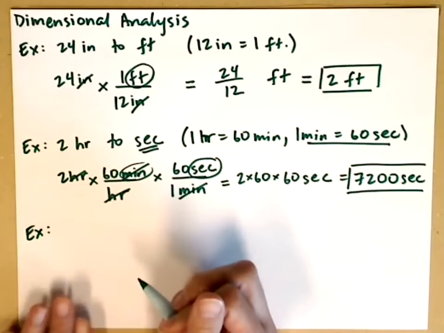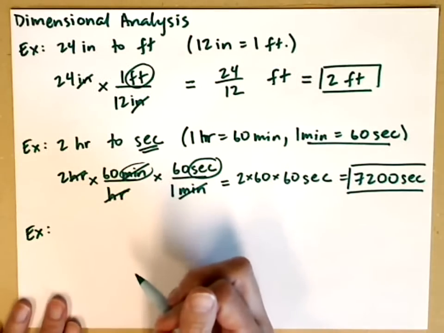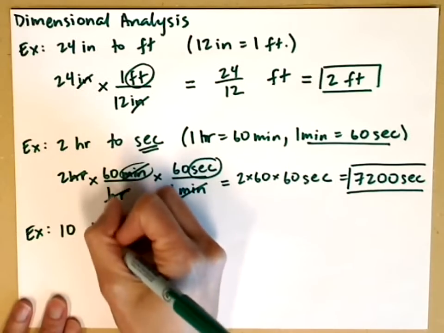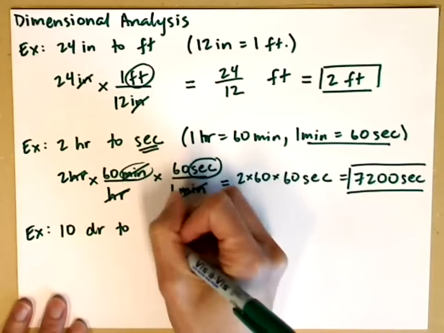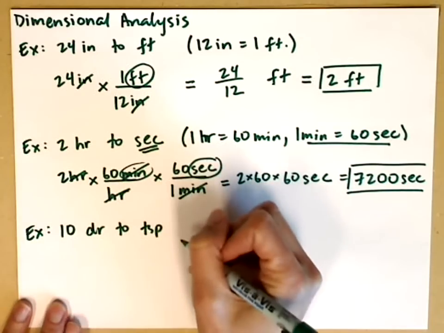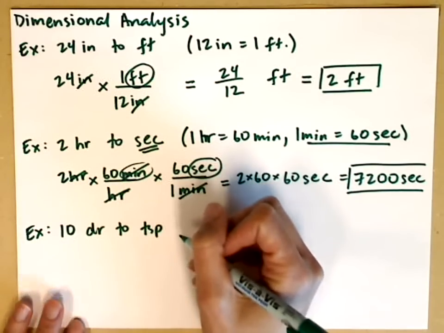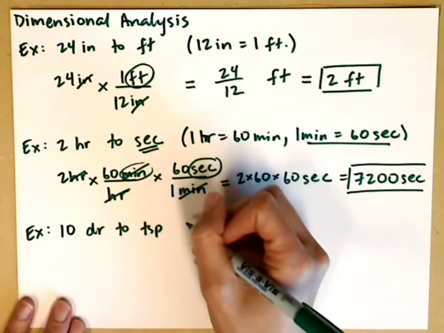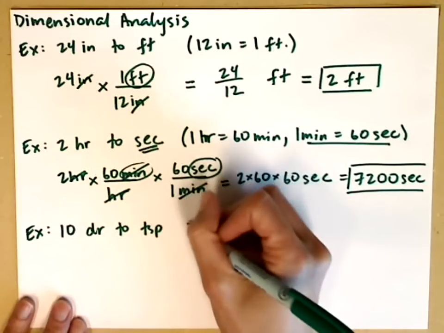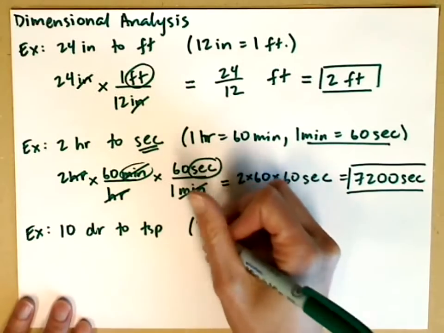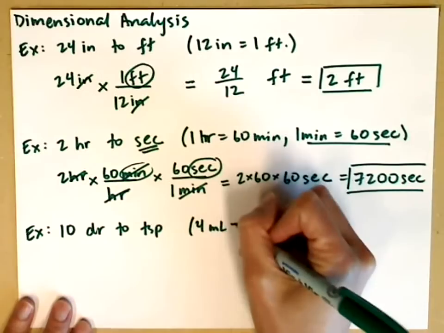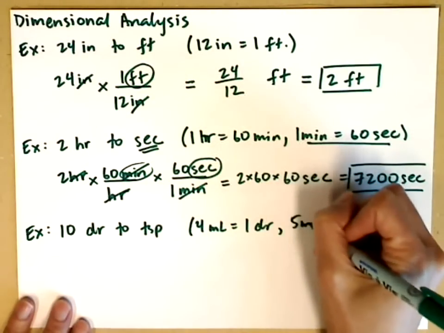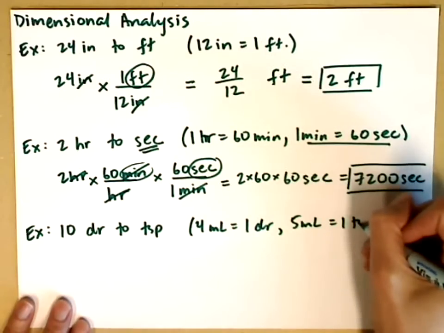Let's convert 10 drams to teaspoons. So I need to use the equivalents that are listed in the brown box on the first page of your textbook. Working down to the middle of that box, we see the equivalents that we need. There are 4 milliliters in 1 dram and 5 milliliters in 1 teaspoon.